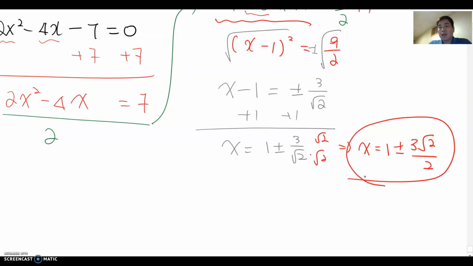And the reason I don't go any further is because this is a rational term and this is an irrational term, so we cannot actually combine them. So that should be the final answer.